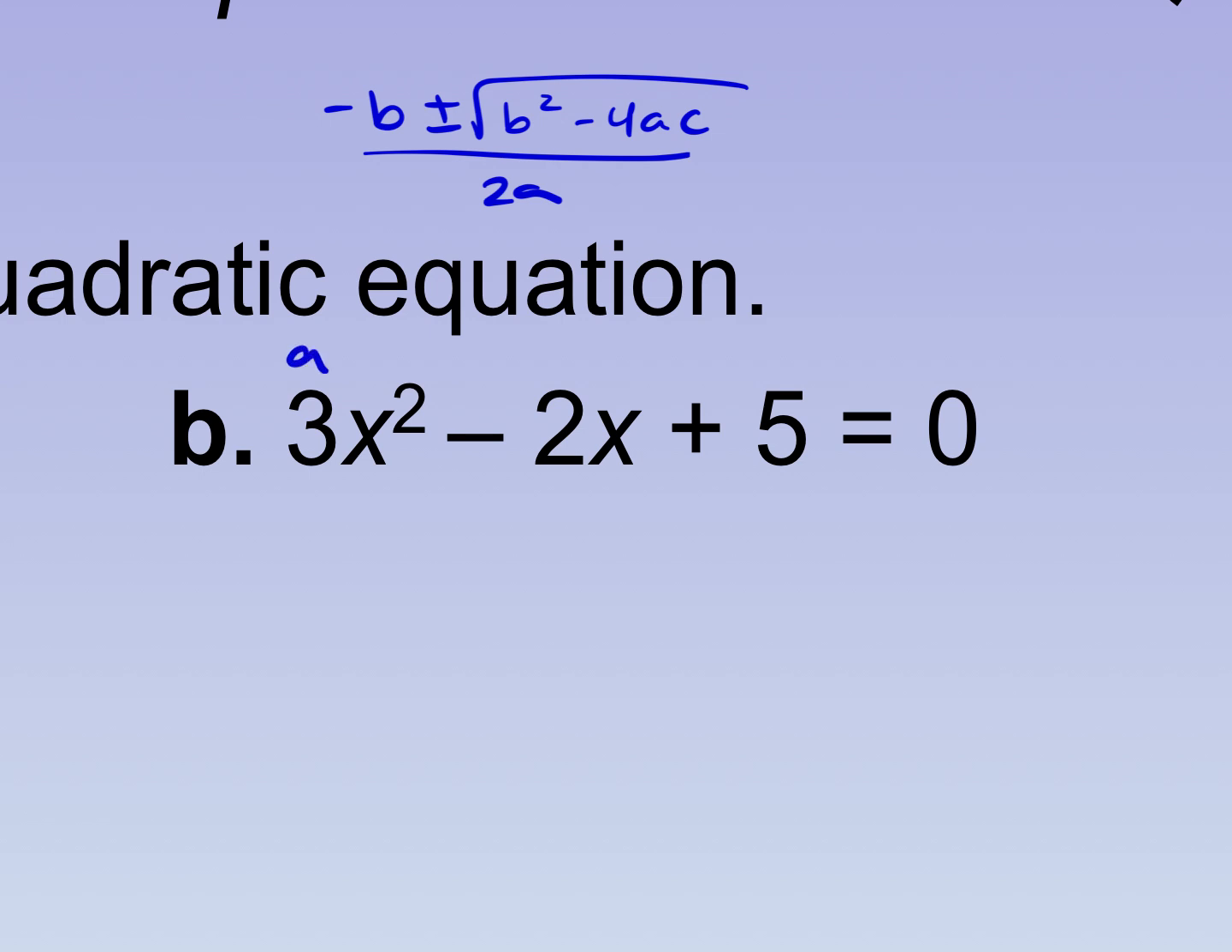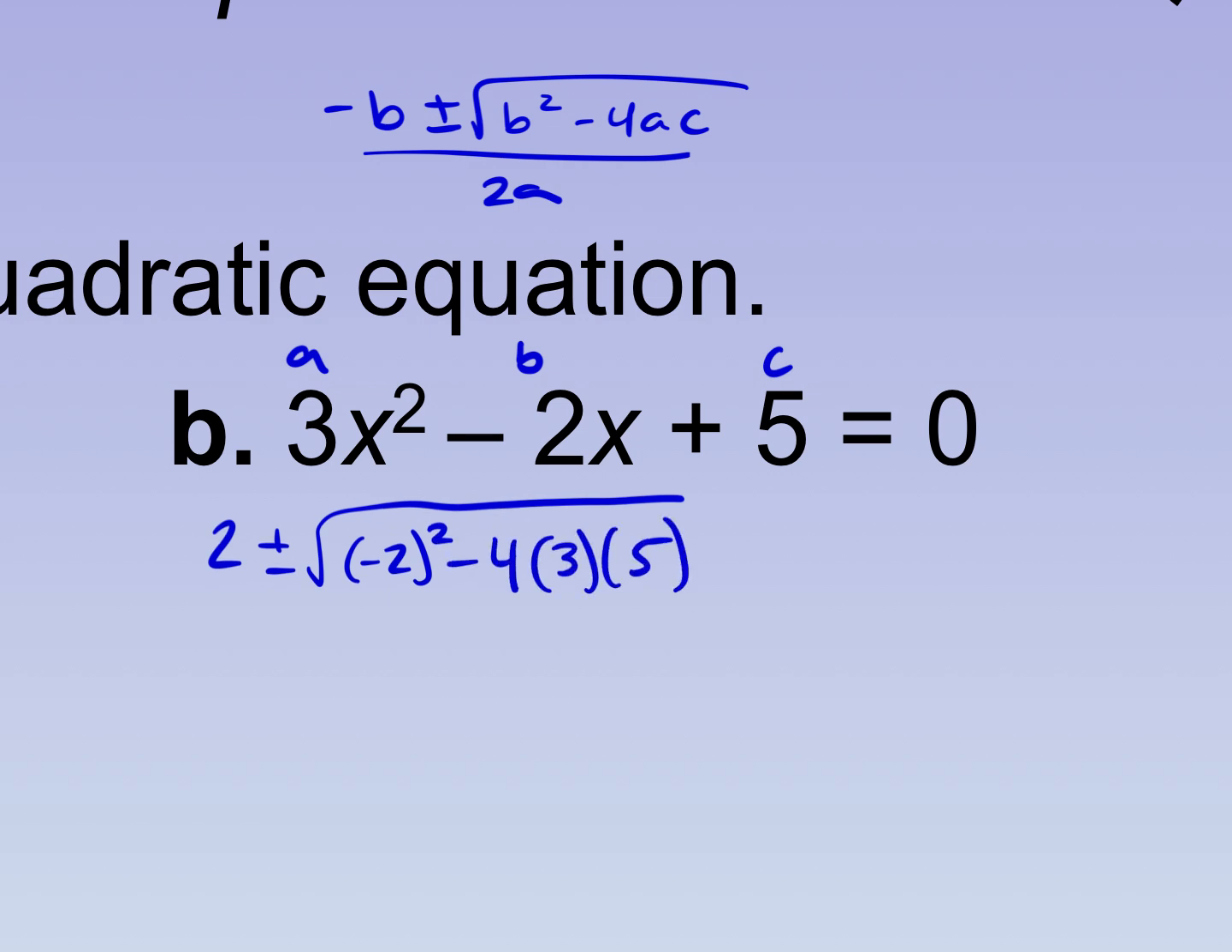So this is my A. 3 would be my A. -2 is my B. And 5 is C. So I get -2, which turns out to +2, plus or minus the square root of B squared. So that would be -2 squared. Minus 4 times 3 times 5 over 2a, so 2 times 3.